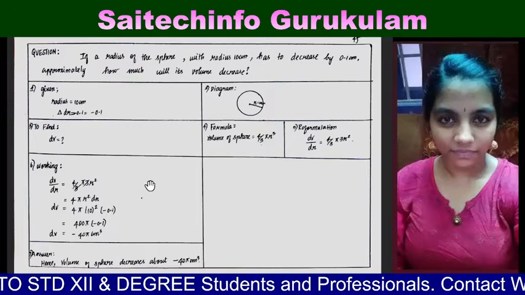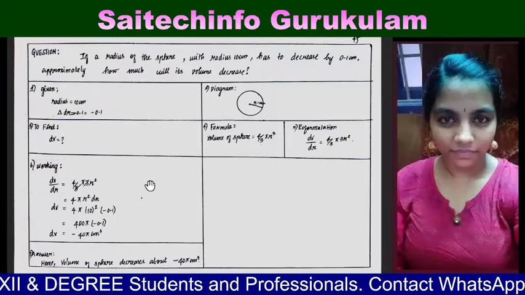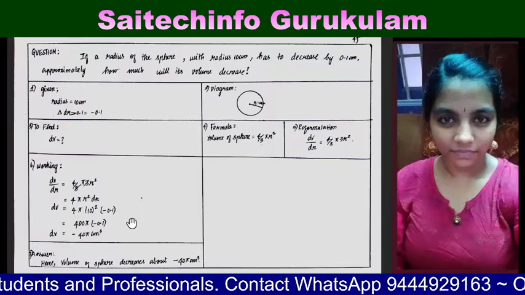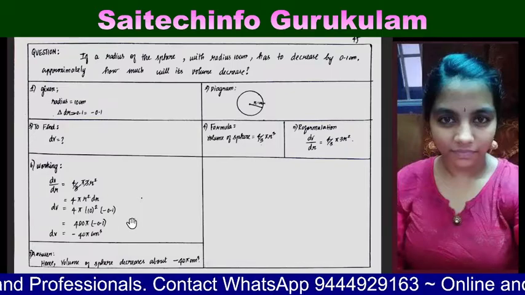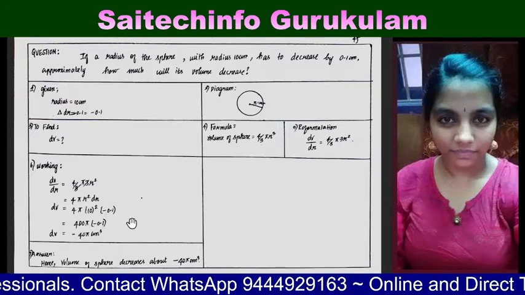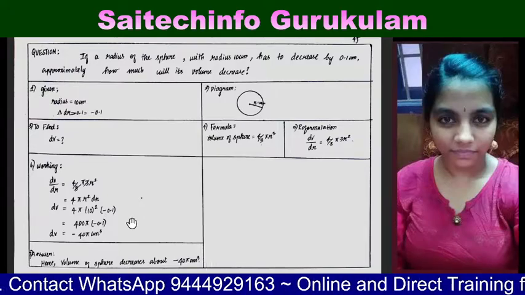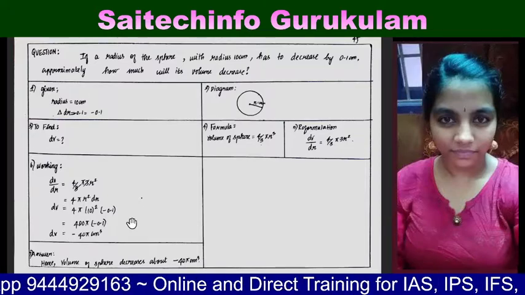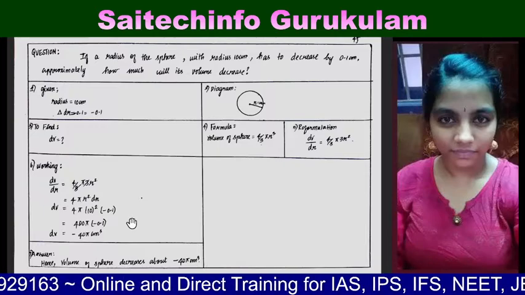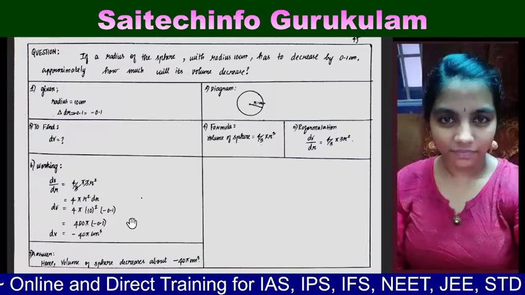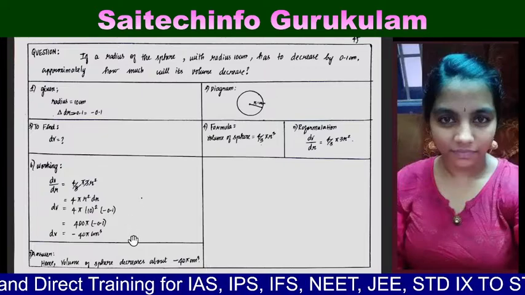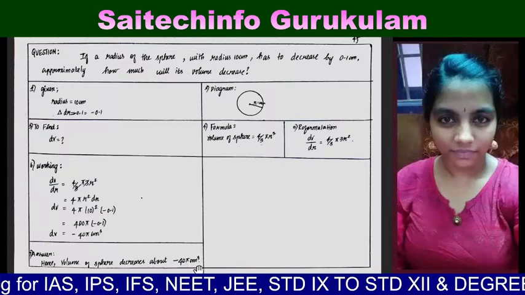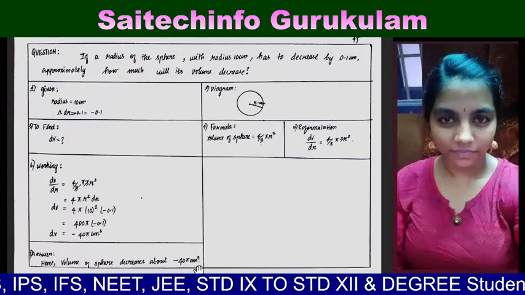We know the value of radius, that is r is equal to 10 centimeter, so I am substituting 10 in place of r, and we know the value of dr, that is minus 0.1, so I am also substituting minus 0.1 in place of dr, so that we get dv is equal to 4 pi into 10 the whole square into minus 0.1. On further simplification, we get 400 pi into minus 0.1. So the final answer dv is equal to minus 40 pi centimeter cube. Hence, the volume of the sphere decreases by about 40 pi centimeter cube.